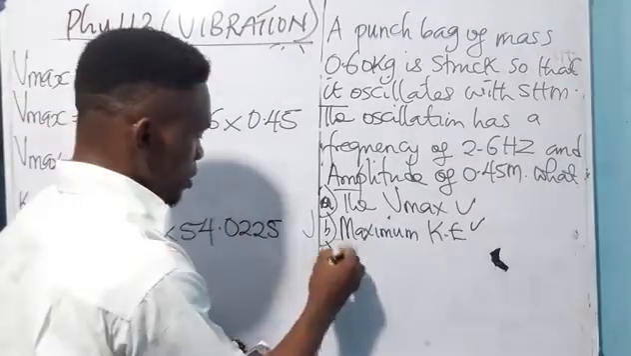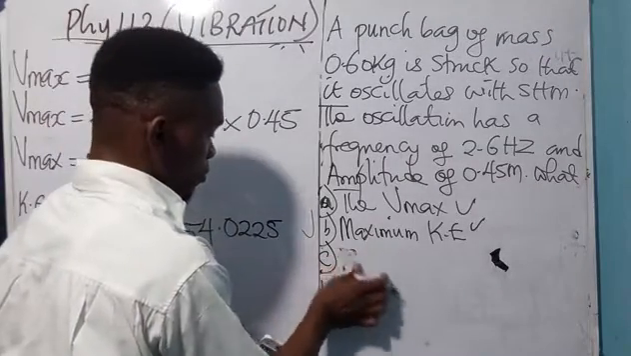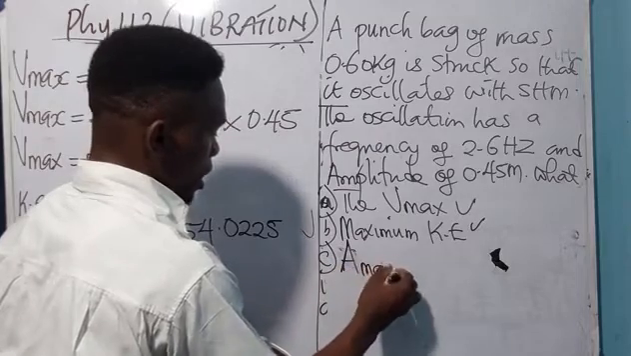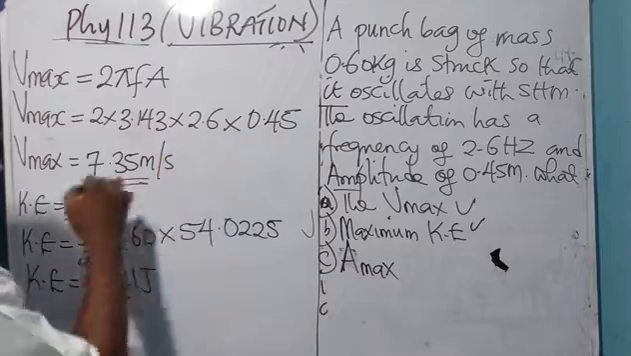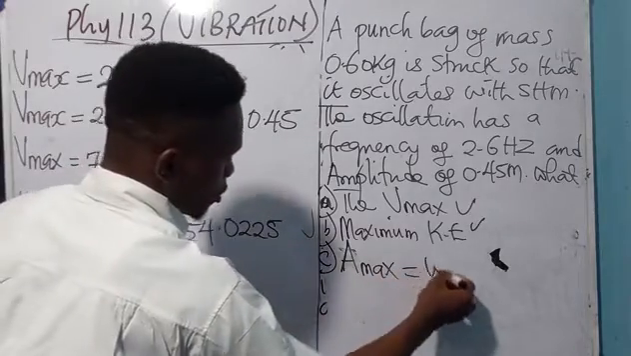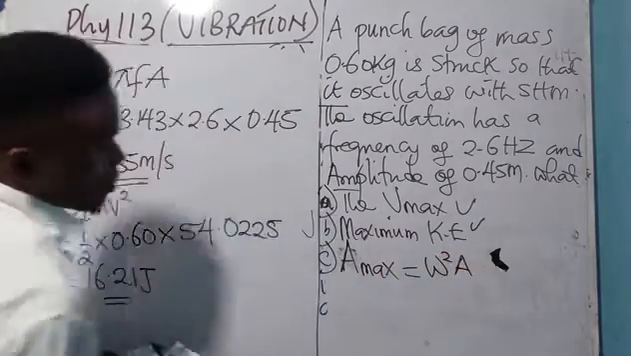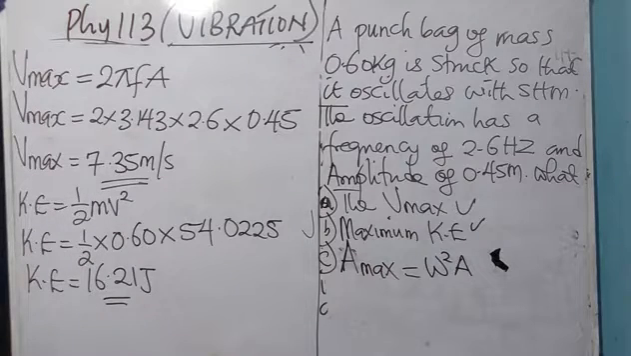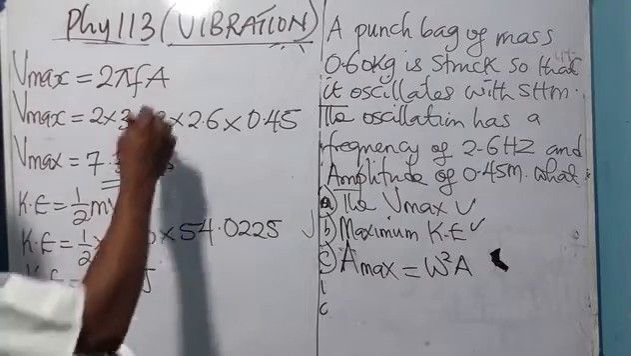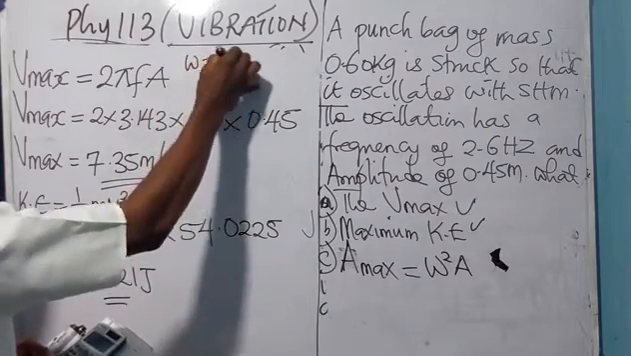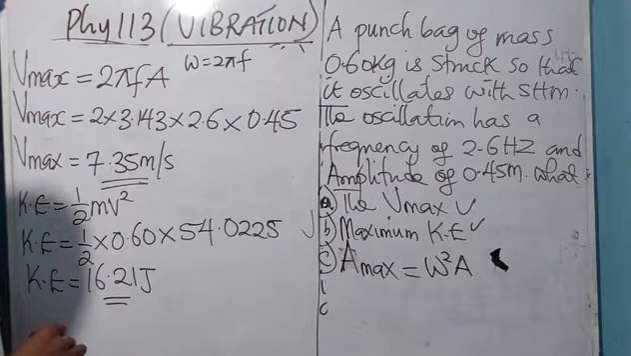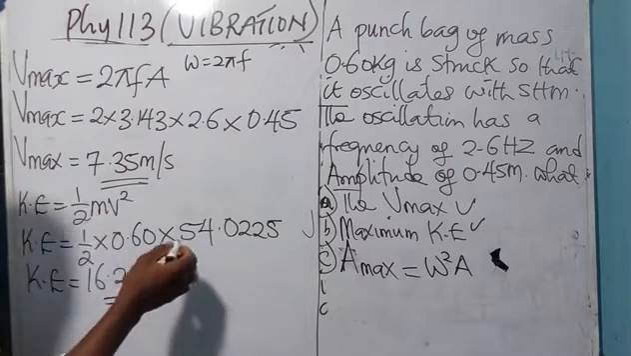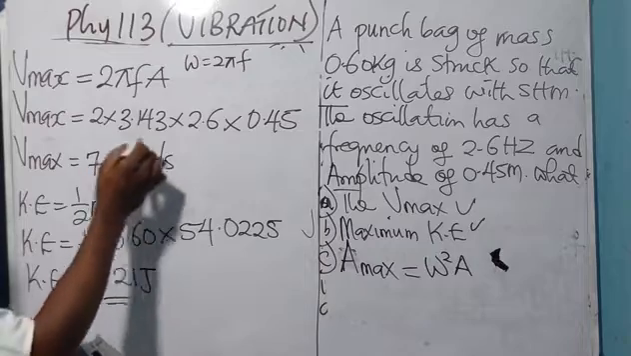Let me put C. Maximum acceleration. Of course, I believe you know what to do, right? So you say a max equals W squared A. W is equals to 2 pi F.